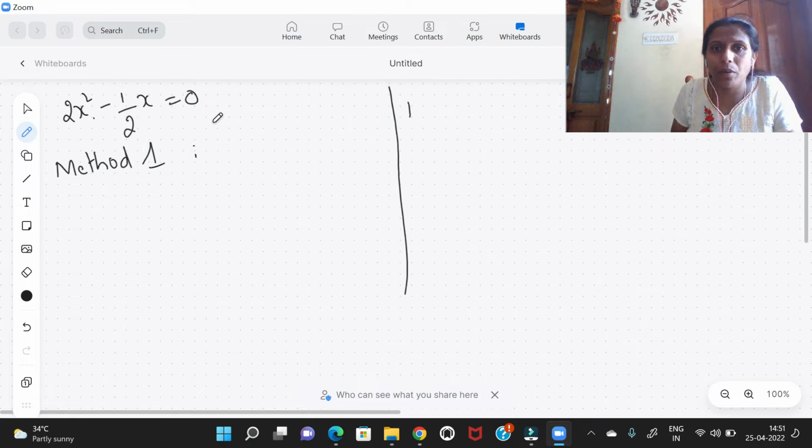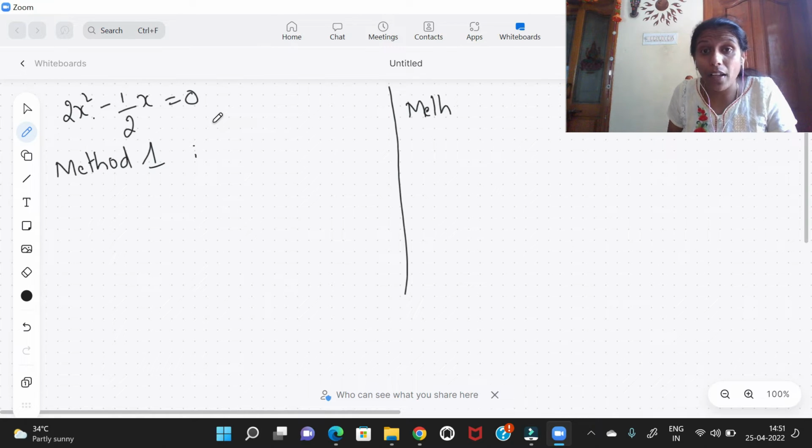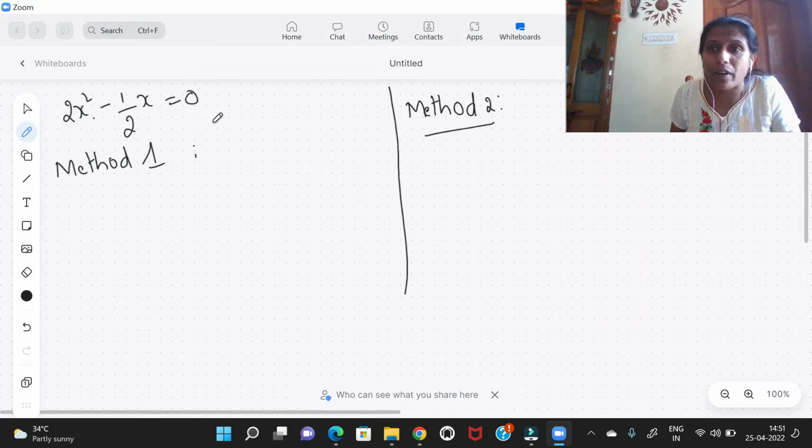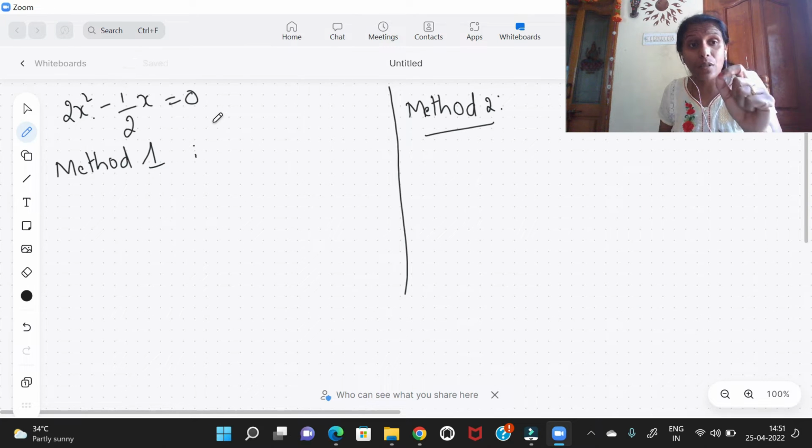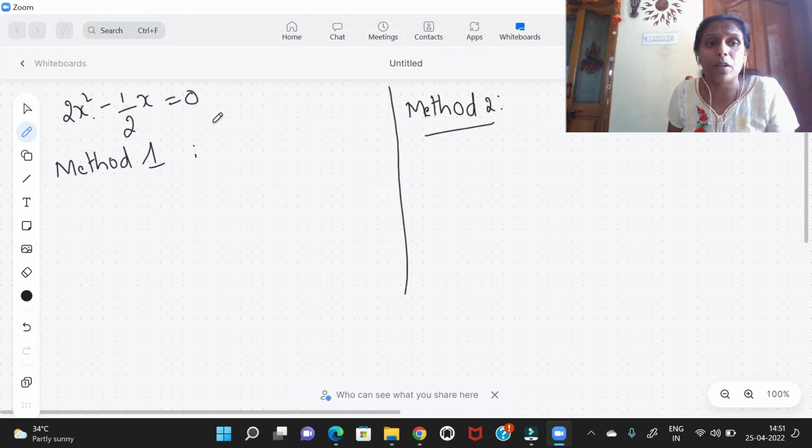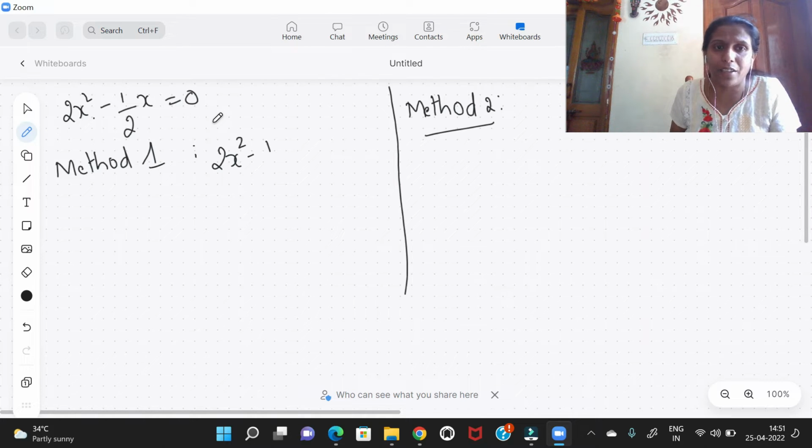In the meantime, you may be getting a question: should I really work on both the methods in the exams? Need not be. Then why should I work on them? Yes, that is required. The reason is once you start working on different methods, you will be thorough with all the methods, so that come what may, you'll be able to solve the questions. If not one method, the other method will hold your hand during exams. So this is 2x square minus half of x is equal to 0.